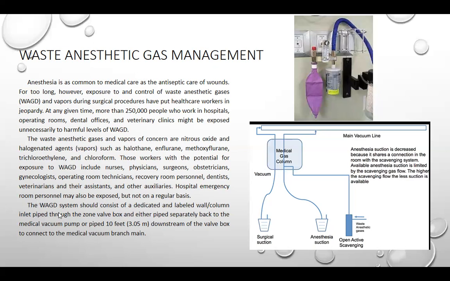So the WAGD system should consist of a dedicated inlet pipe to the zone valve and either be piped separately back to the medical vacuum pump or piped 10 feet downstream of the valve box to connect to the medical vacuum pump branch main.